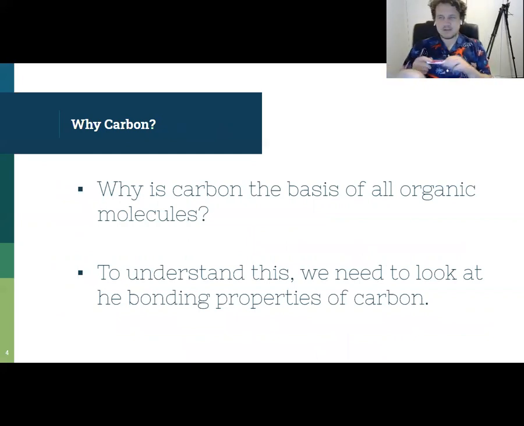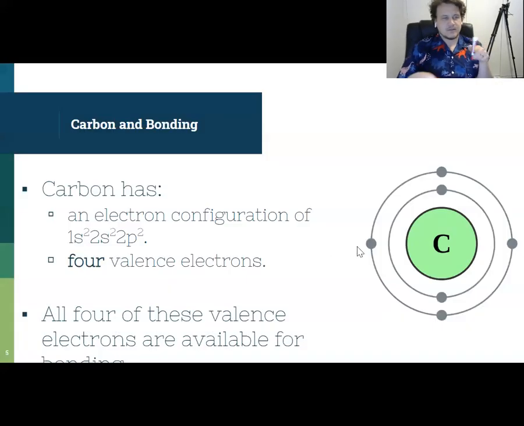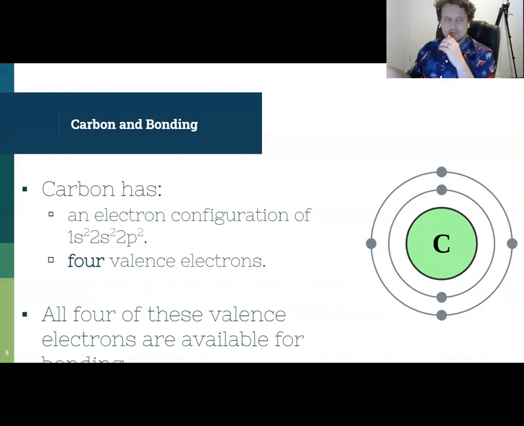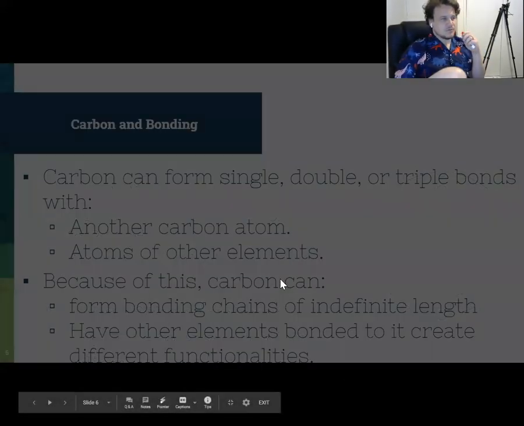So, we have all been looking at the periodic table, and I've been drilling it into you each and every week. Where does carbon sit on the periodic table? Don't answer it in the chat, but where does it sit? It sits in group 4. So it has 4 valence electrons available for bonding. So you can see, 4 valence electrons, and all of them are available for bonding.